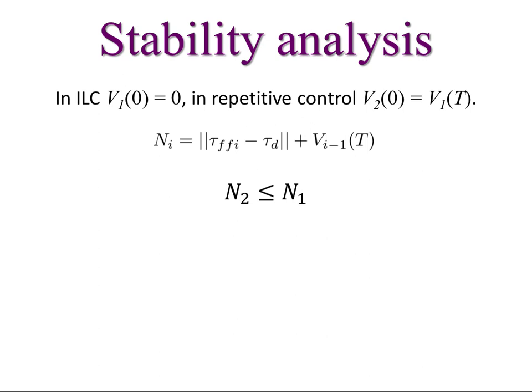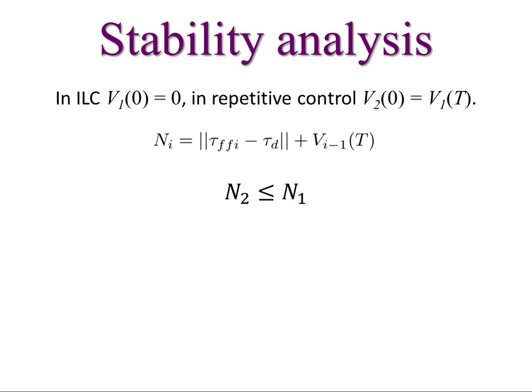Using these to define a function ni which combines the feed-forward torque error and the function v for the ith control trial, we can prove that n2 is smaller than n1. In other words, the sum of the feed-forward torque error and the control error is shown to decrease as the learning process is repeated.